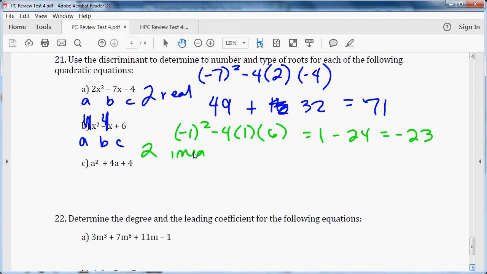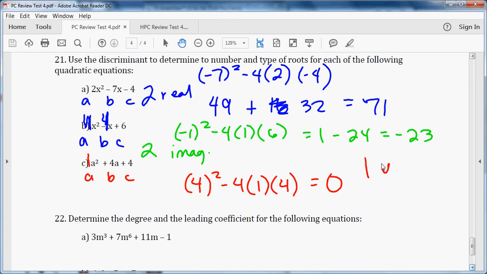And finally, on this last one, we have an understood 1 for a, 4 for b, 4 for c. We do b squared minus 4ac, which gives us 16 minus 16, which is 0. When there is a discriminant value of 0, that means we have one unique real root. So technically there are 2 real roots, but they're the exact same number. So there's just one unique real root. Remember, feel free to move about this and pause anywhere you need to look over it more.